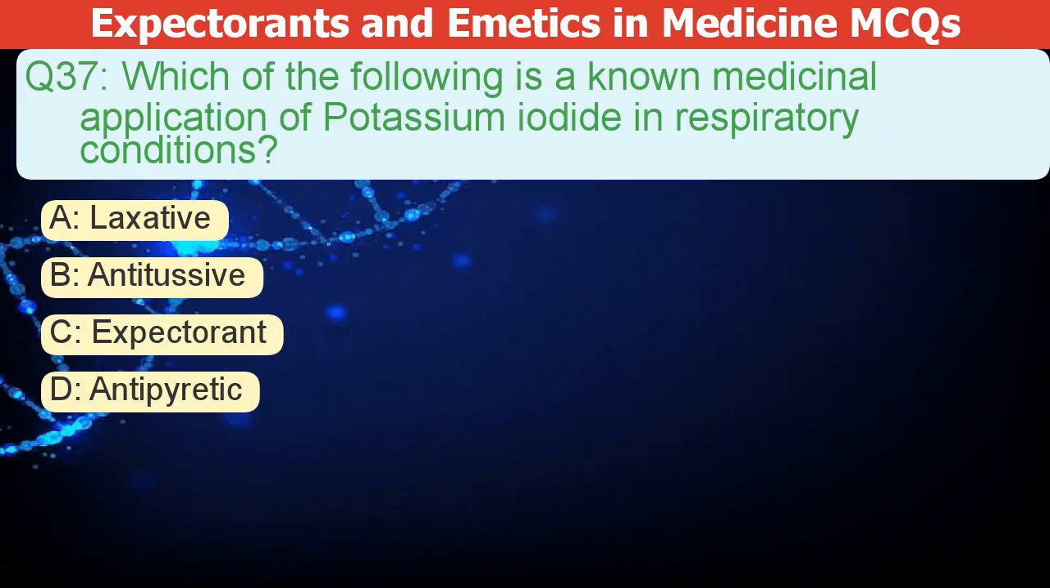Which of the following is a known medicinal application of potassium iodide in respiratory conditions? A. Laxative. B. Antitussive. C. Expectorant. D. Antipyretic.